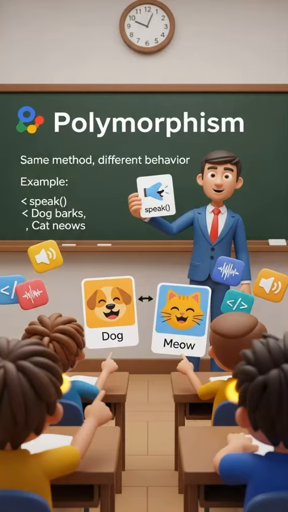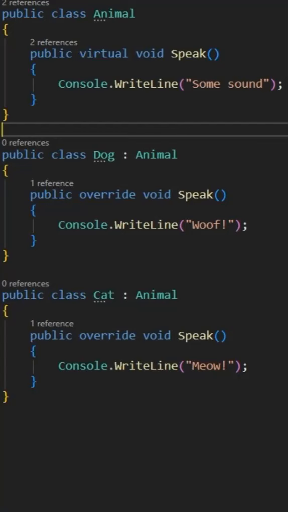And finally, polymorphism. The word itself means many forms. It lets the same method behave differently depending on the object calling it. So, if we call speak on a dog, we hear woof. If we call it on a cat, we get meow. Same method, different results. That is polymorphism. And it makes our programs dynamic and flexible, just like the real world.